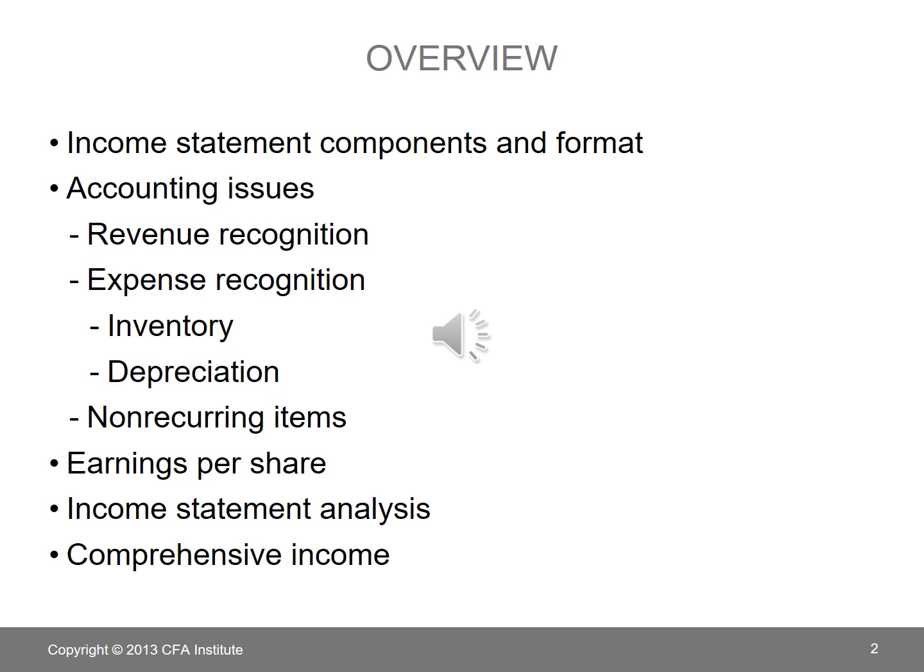In this chapter, we're mainly going to focus on income statement components and format. So we're going to take a look at that, try to understand how income statements are usually presented. We are going to look at some accounting issues that relate to income statements. Then we'll focus on revenue recognition and expense recognition. Okay. We are going to skip earnings per share. We're not going to focus on this part and jump straight into income statement analysis and look at some of the ratios that relate to analyzing an income statement. And finally, we'll look at comprehensive income. Okay, we'll wrap it up with a summary and do some problems.